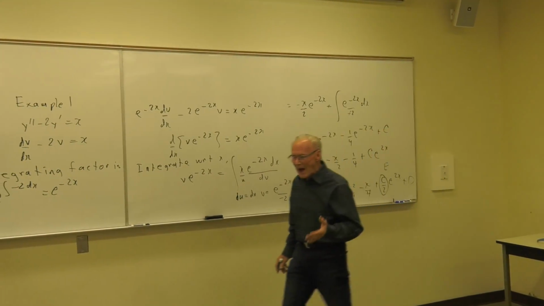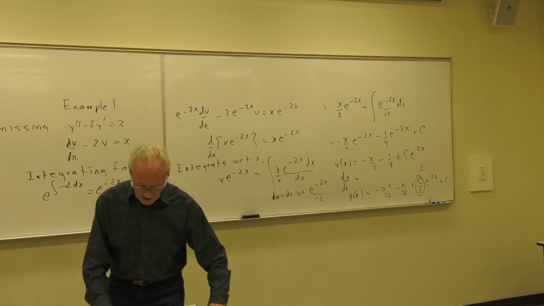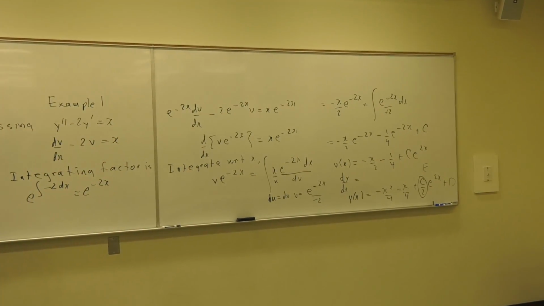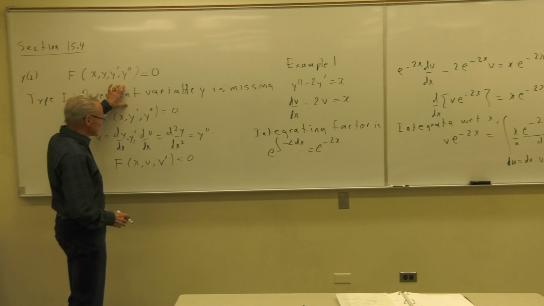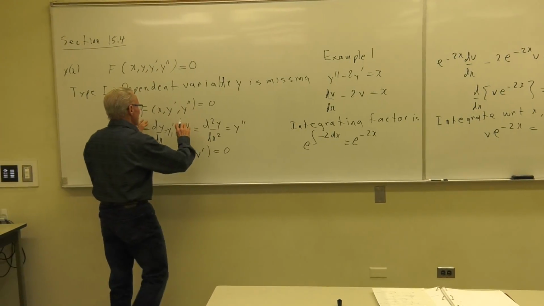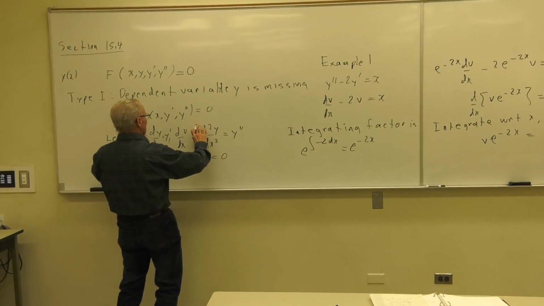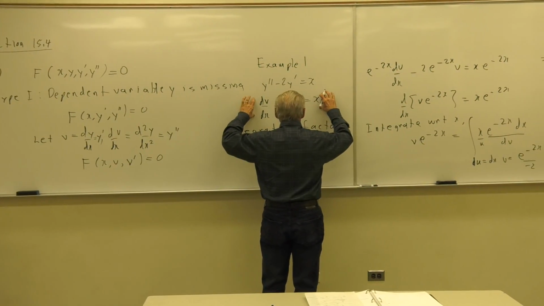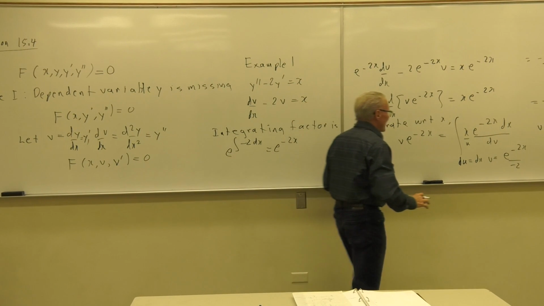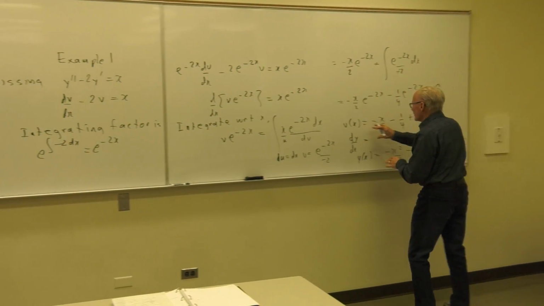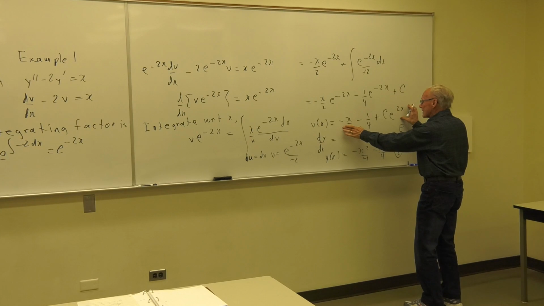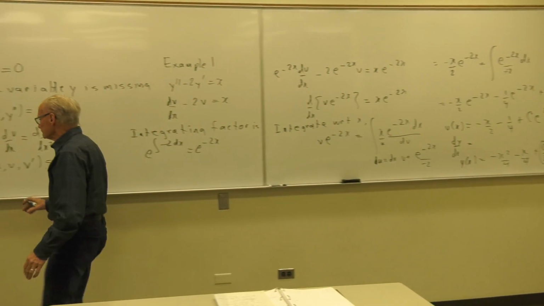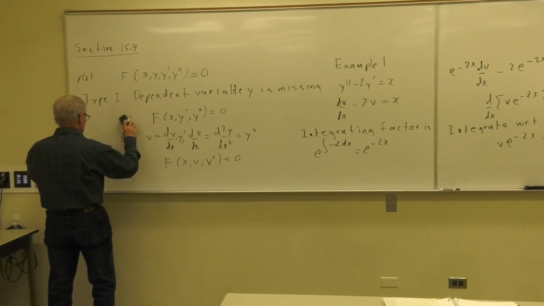So there's that one. There is how we solve then if the dependent variable is missing. Reduces again. Making these substitutions gets you two first order equations. This one in this example, followed by this one over here, which will always be like this, and simply says integrate to find the y. So there's our first type.